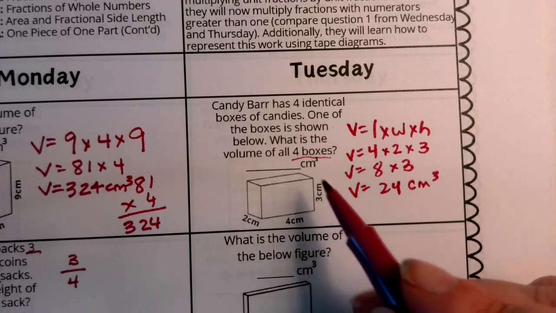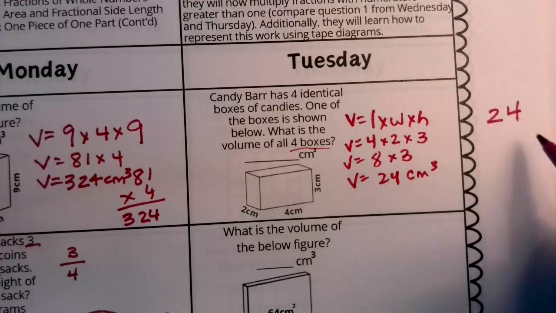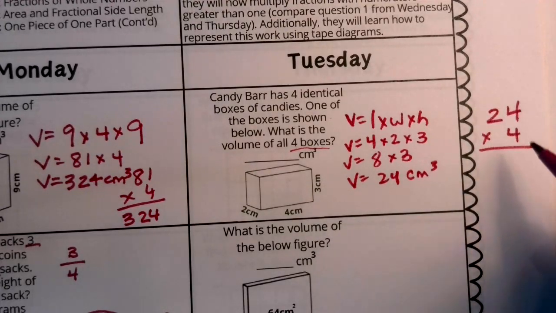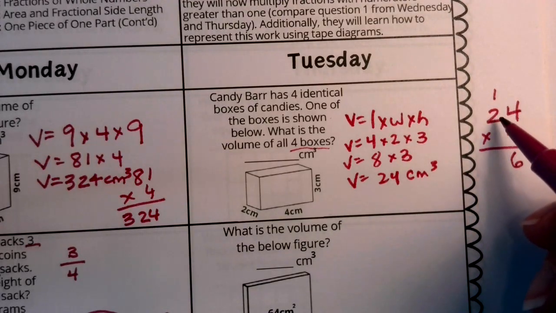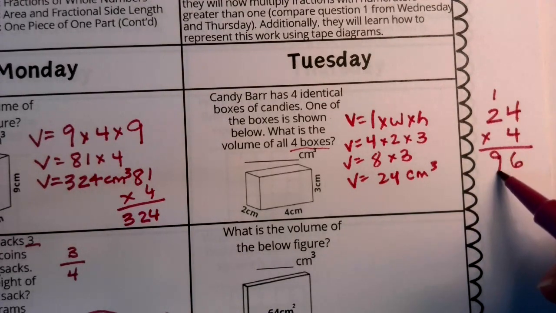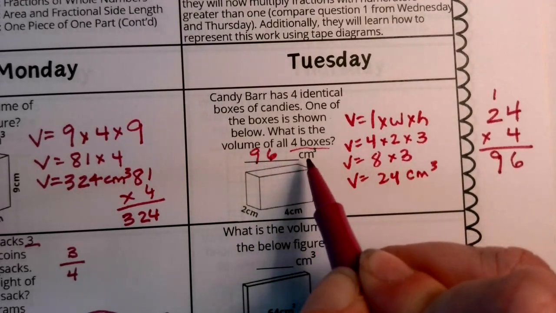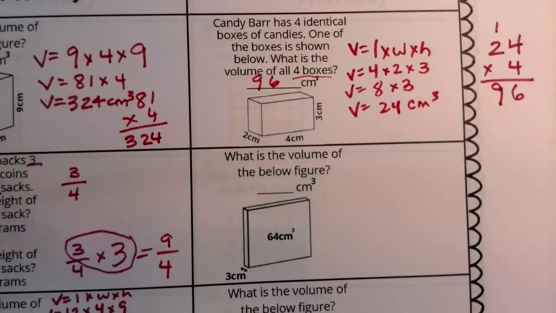How many do I have? I have 4 of them. So I really need to take 24 times 4 to get my overall answer. 4 times 4 is 16. Here's my 6, carry my 1. 4 times 2 is 8, plus 1 is 9. My answer to this question is 96 cubic centimeters. Let's go to our next question.